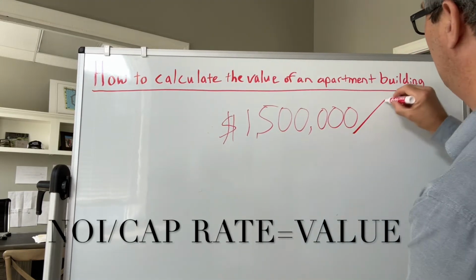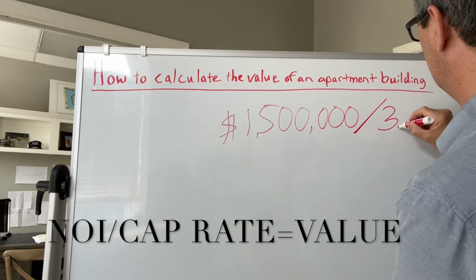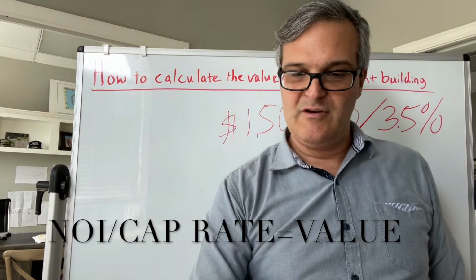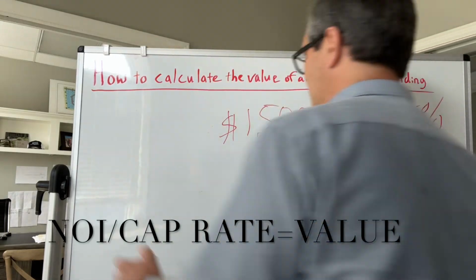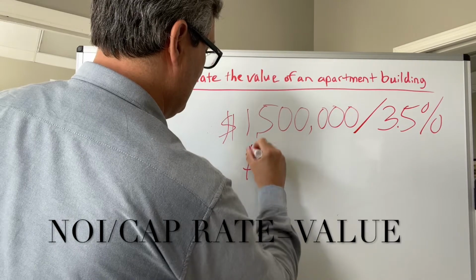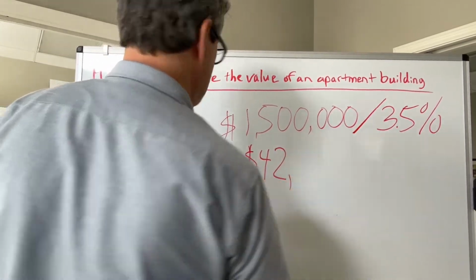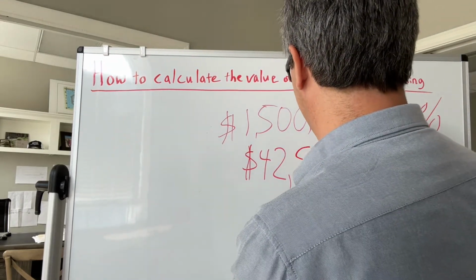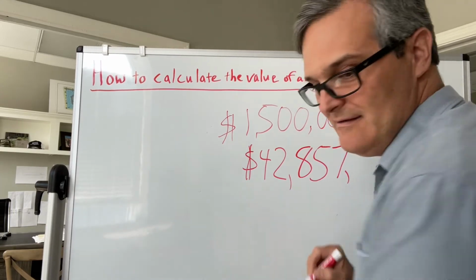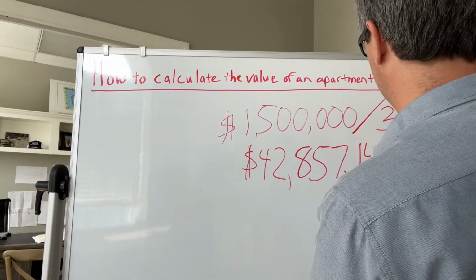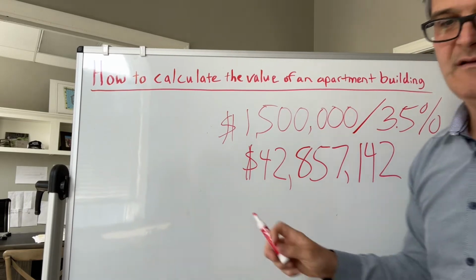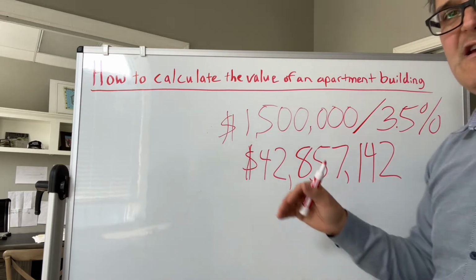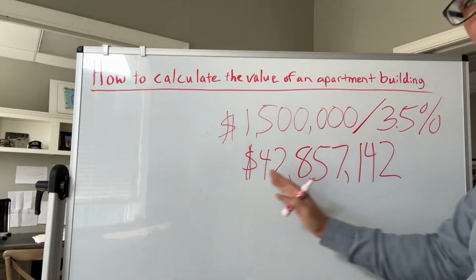So we'll take that and we'll divide it by 3.5%. All right, and the number we're going to come up with is like $42,857,142. So this kind of gives you an idea of here's how you create value, and how you figure out the value of an apartment building.